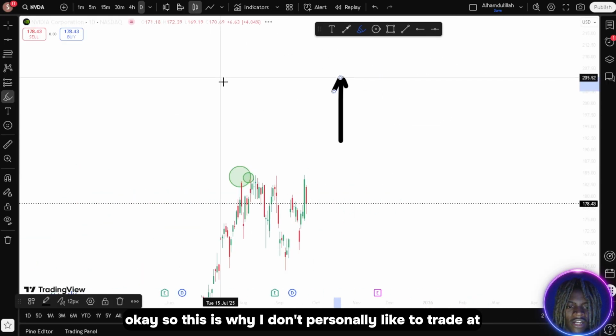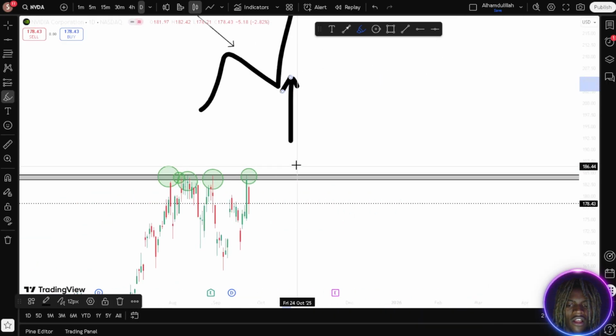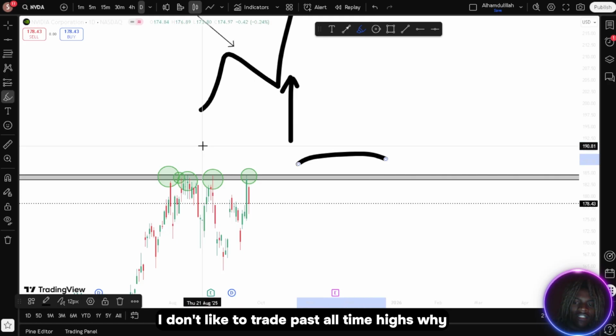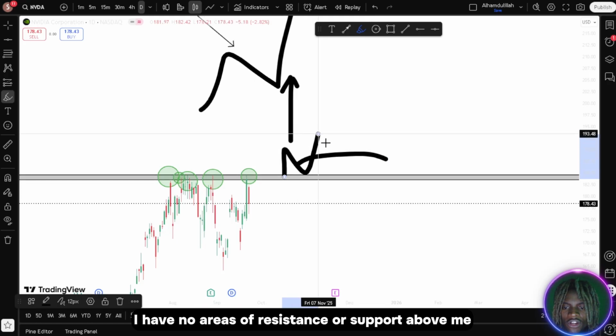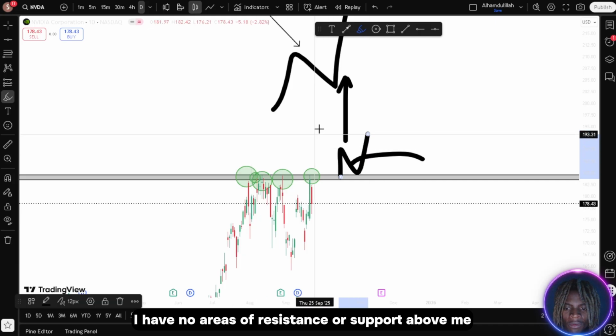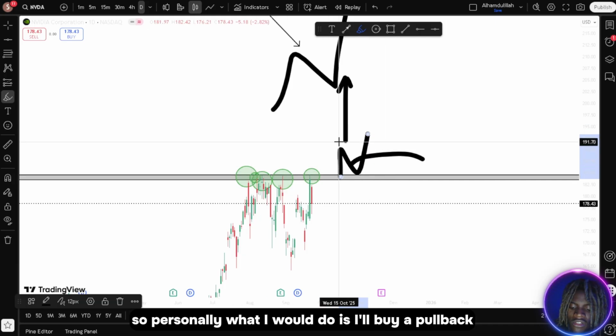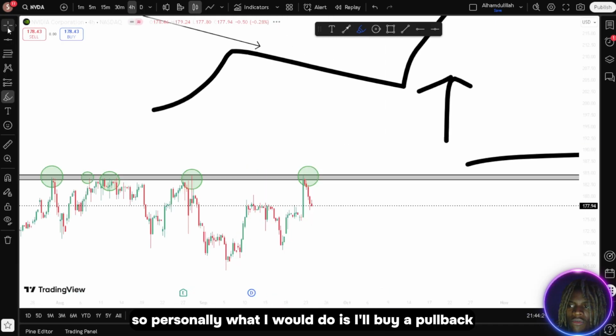Okay. So this is why I personally don't like to trade past all-time highs. Why? Because there's no structure above me. I have no areas of resistance or support above me at all-time highs. So personally, what I would do is I'll buy a pullback.